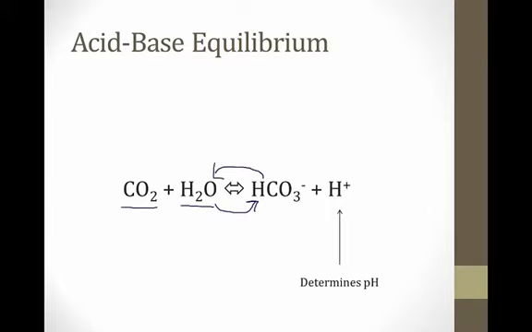So this equilibrium is going back and forth all the time, and the body wants to maintain a very tight concentration of H plus atoms because it's the H plus atoms that determine the pH. The body needs the pH at a set level because if the pH is too high or too low, the proteins in the body won't work and the cells in the body won't work. So it's very important to tightly control this H plus level. And the way it does is by manipulating this equation.